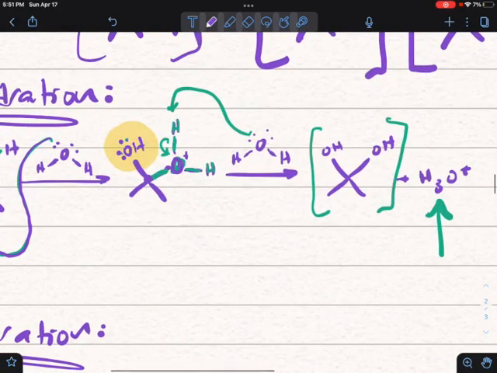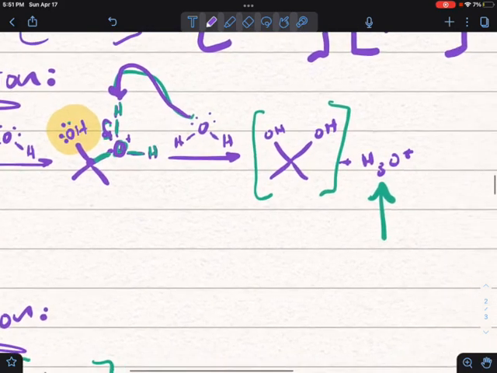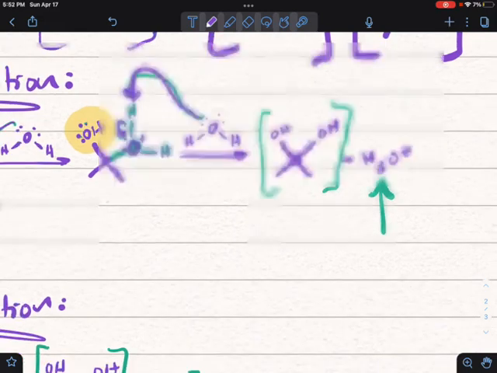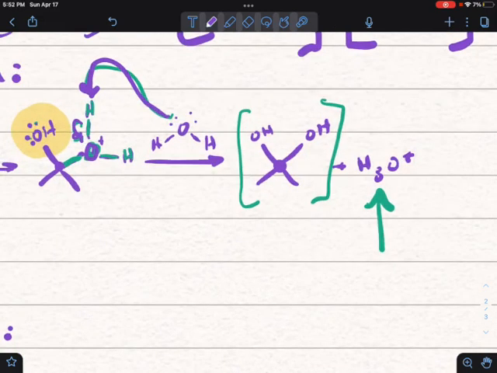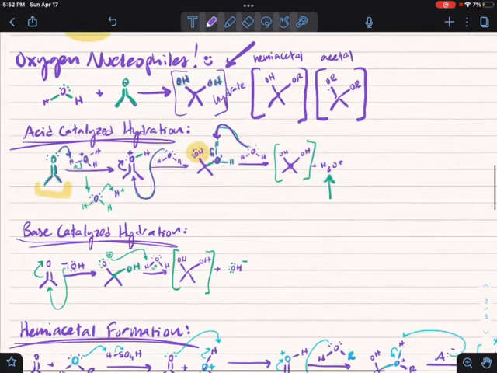Alright, so we have our unstable oxygen molecule here, and we can use water to take a hydrogen from the oxygen, move the electrons down to the oxygen, and end up with a hydrate. A hydrate has two hydroxide groups connected to the same carbon.